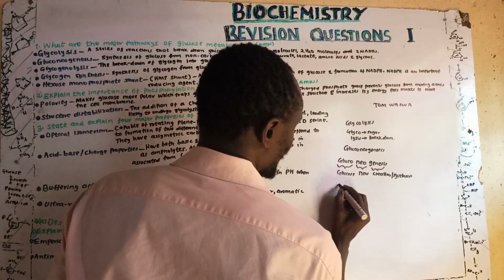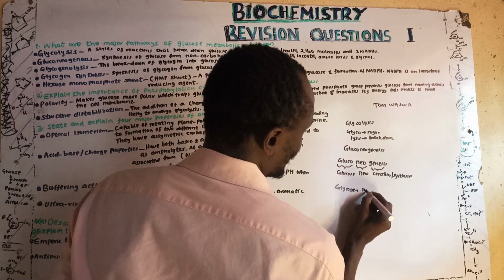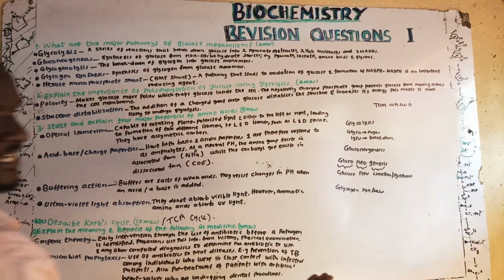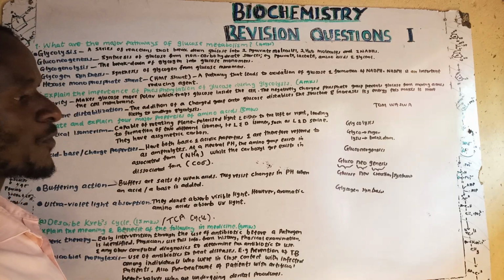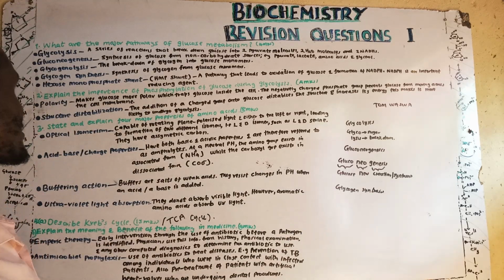Then we go to another part of the answer, glycogen synthesis. This one is self-explanatory, it refers to the creation of glycogen from glucose monomers. Remember, glycogen is a polymer of glucose.